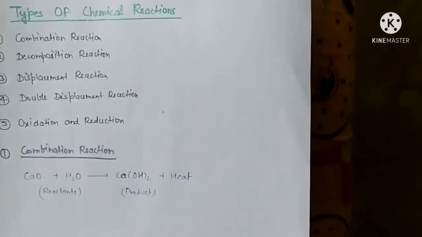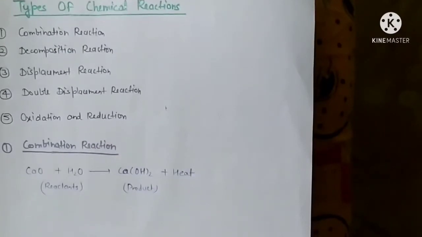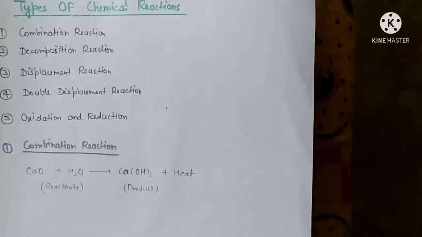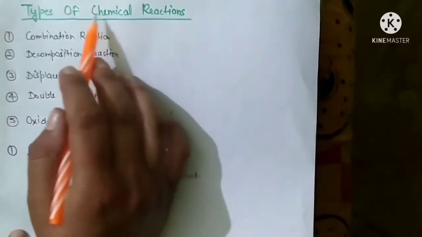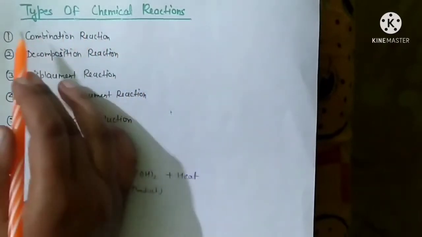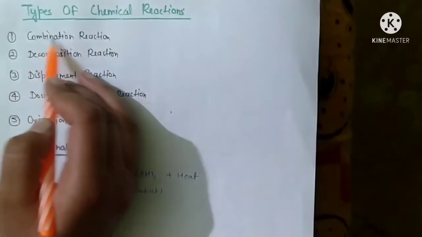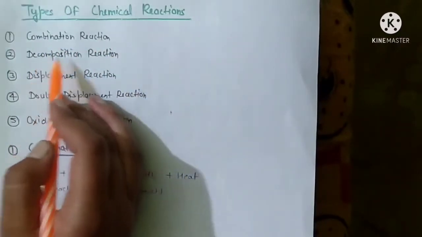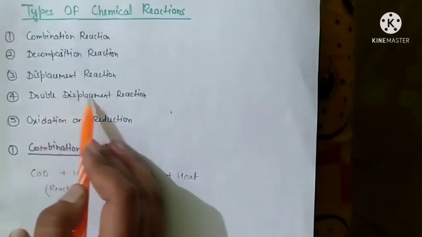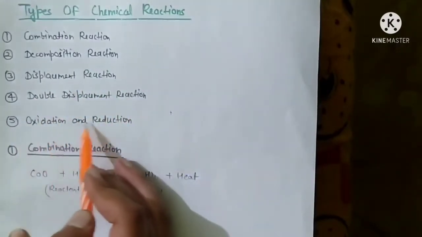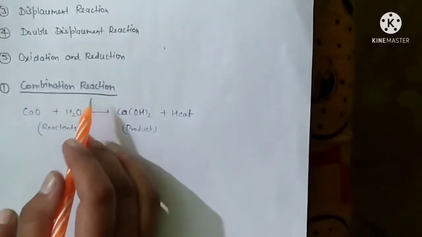In my previous class, I had already told you about how to balance a chemical equation. Today I am discussing an important topic, types of chemical reaction. On the basis of your NCERT syllabus, there are 5 types of chemical reaction: first is combination reaction, second is decomposition reaction, third is displacement reaction, fourth is double displacement reaction, and fifth is oxidation and reduction.